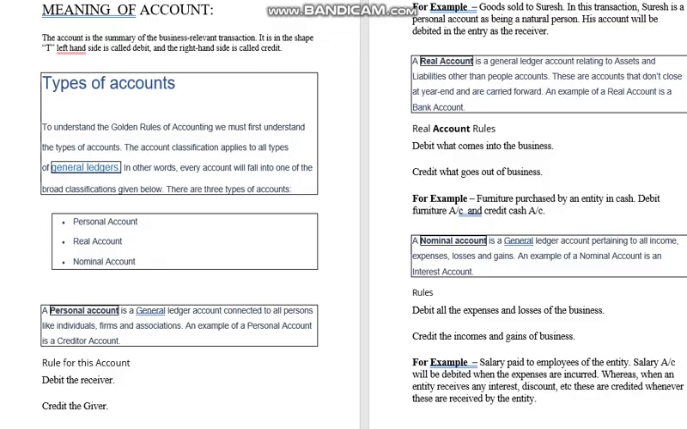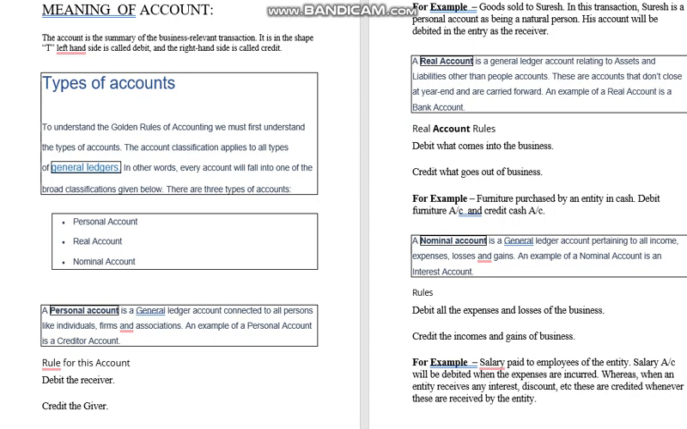Before going to types of accounts, let me tell you what an account is. The account is a summary of business transactions, relevant transactions. It is in the shape of a T. Left hand side is called debit and right hand side is called credit. So you have to post into that account based on the type of account.